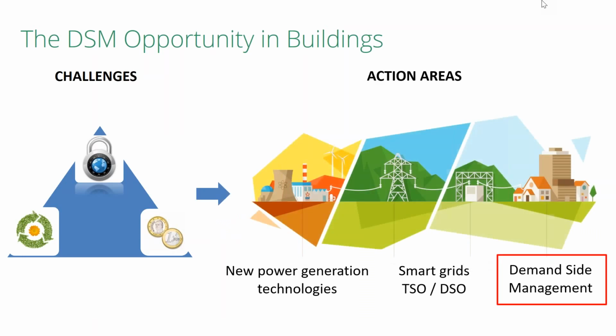Given these challenges, which are the action areas that we can use to achieve these goals? We have mainly three options. Build new power generation technologies, more flexible and greener. Also improve the grid, the transmission grid and distribution grid, and try to find what are the so-called smart grids. And the third step would be to undertake actions on the demand side. That's the name of the demand-side management tools that we will be discussing today.